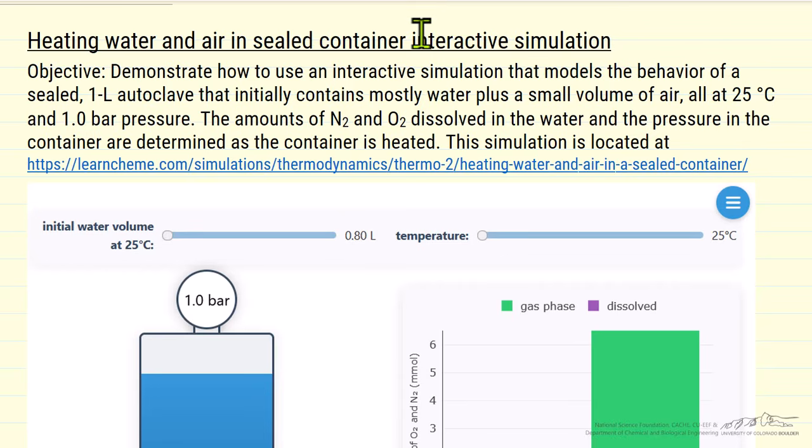I'm going to demonstrate how to use an interactive simulation that looks at what happens if we have a container filled mostly with water, with the vapor space containing both water vapor and air, and then we raise the temperature. Several things are happening simultaneously. As we raise the temperature, we raise the saturation pressure of the water.